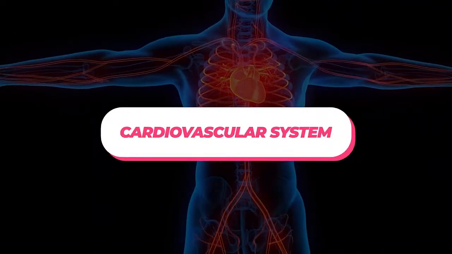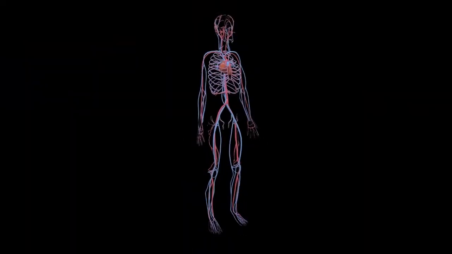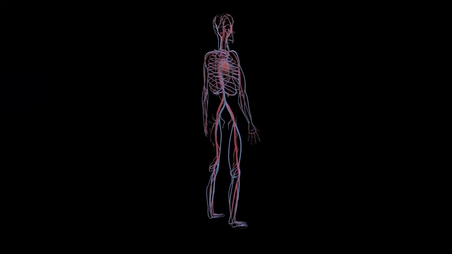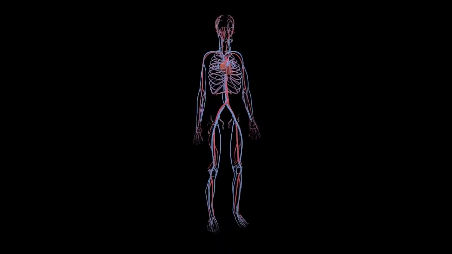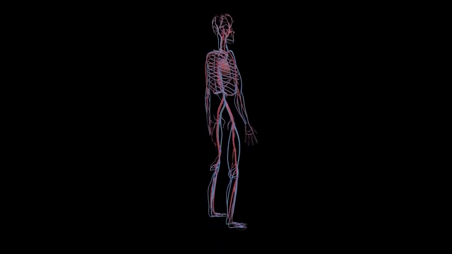Number 3. The cardiovascular system. The cardiovascular system is the body system that is responsible for transporting oxygen, nutrients, and hormones to cells and removing waste products from the body.